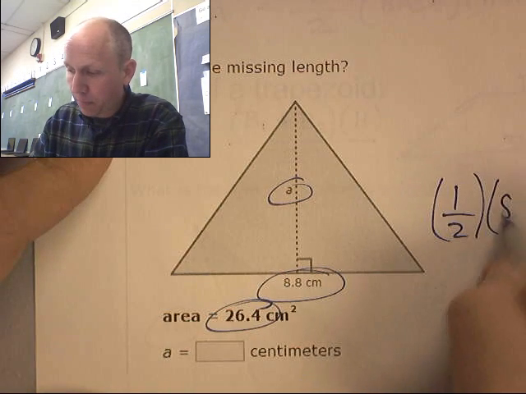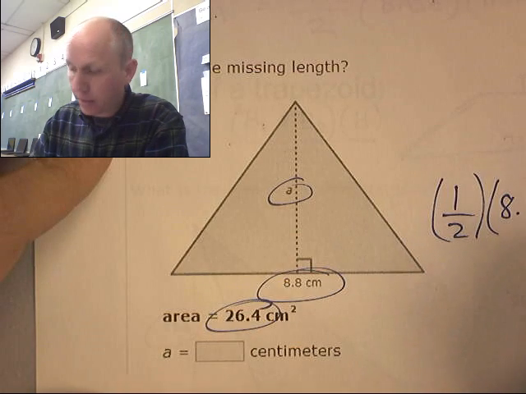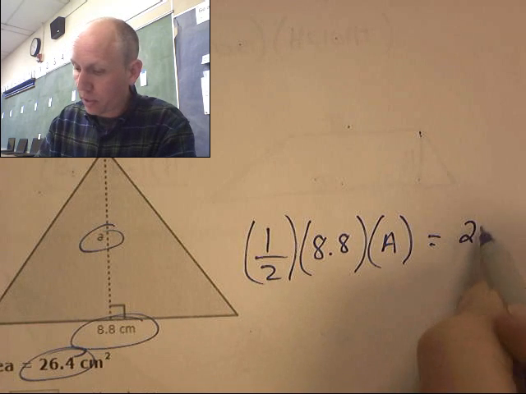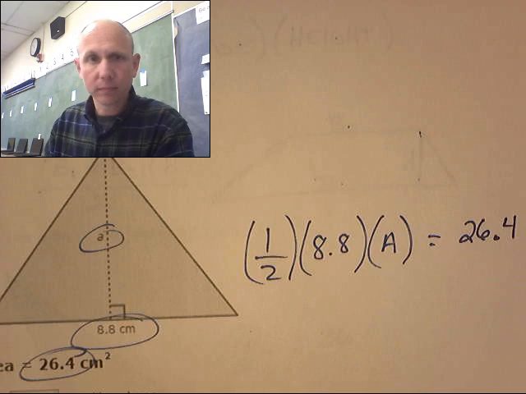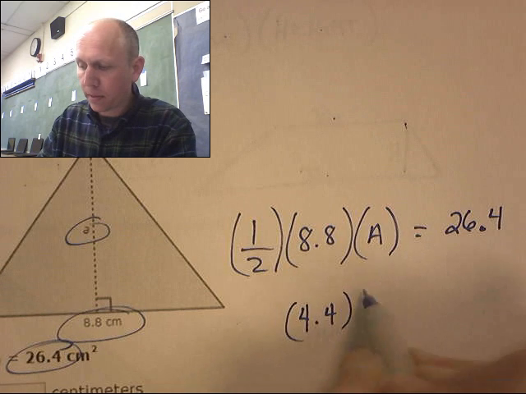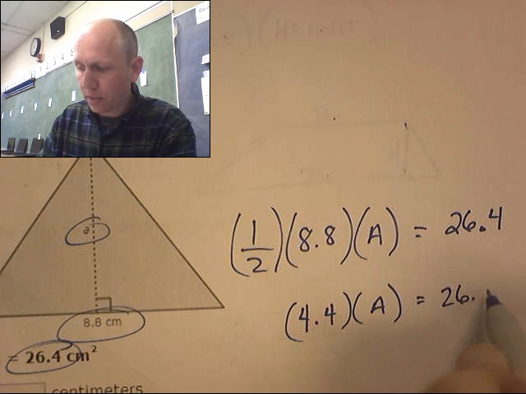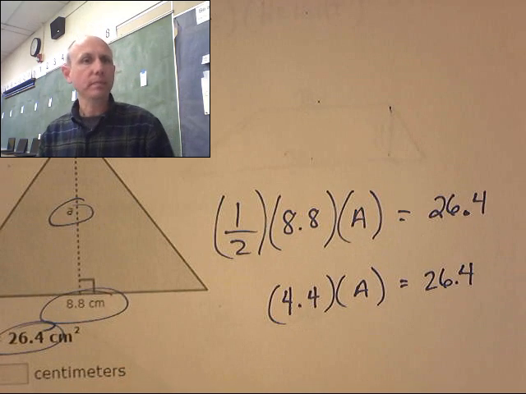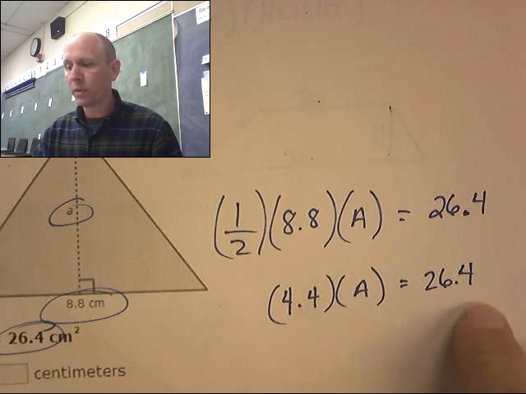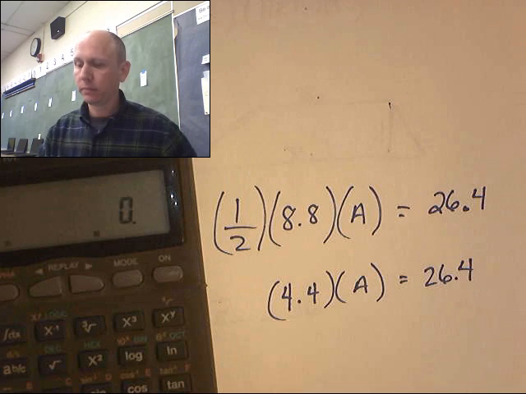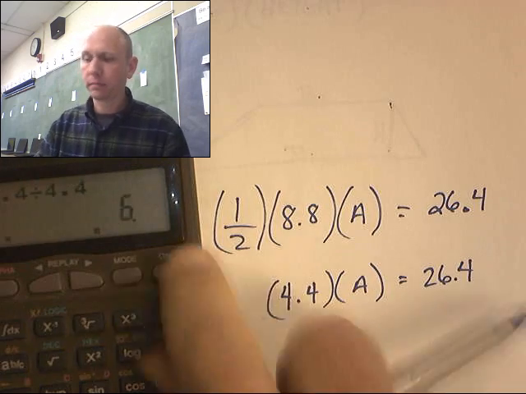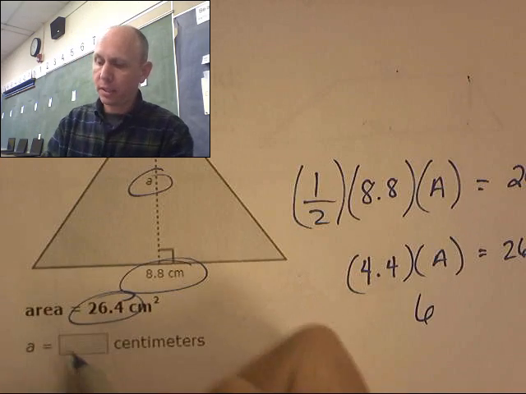1/2 base times height equals 26.4. Okay, well, what's half of 8.8? Well, it's 4.4. 4.4 times A equals 26.4. How do I solve something like this? How could I do it? It's a division problem, isn't it? Let's do 26.4 divided by 4.4. 6. There we go. The 6.